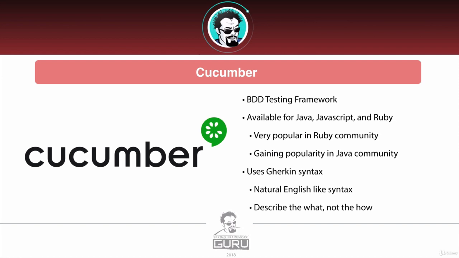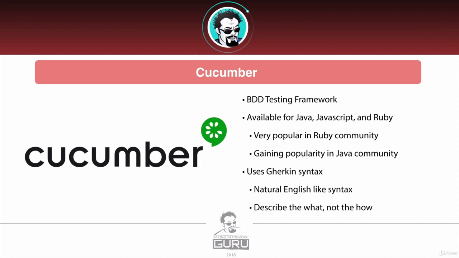Cucumber. This is also a BDD testing framework. Now, at this time, it is available for Java, JavaScript, and Ruby. It is very popular in the Ruby community. It is gaining popularity in the Java community. It uses Gherkin syntax. This is a very natural English-like syntax where you describe the what and not the how. It's kind of funny. You make little sentences of how you want things to behave. I think there's a bit of a learning curve to it. I've used Cucumber. The Ruby guys call them Cukes for the test.